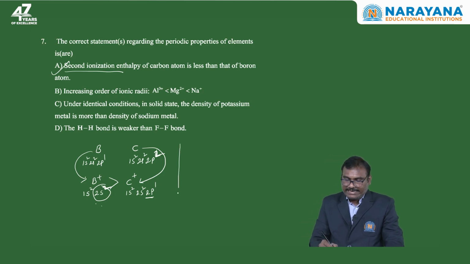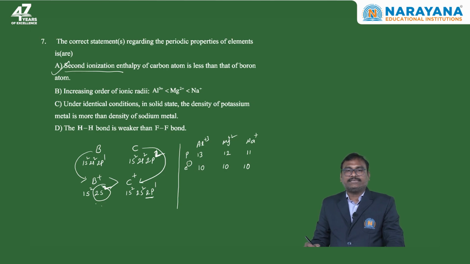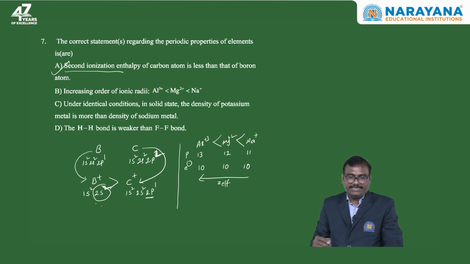Next, the increasing order of ionic radii. You know this is a regular question: Al3+, Mg2+, and Na+. The number of protons are 13, 12, 11, but the electrons are the same, 10, 10, 10. These are isoelectronic species. For isoelectronic species, as the atomic number increases, size decreases because the effective nuclear charge increases. That's why the size order is like this.